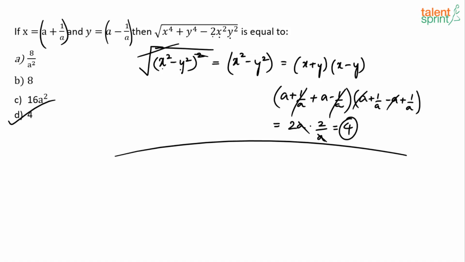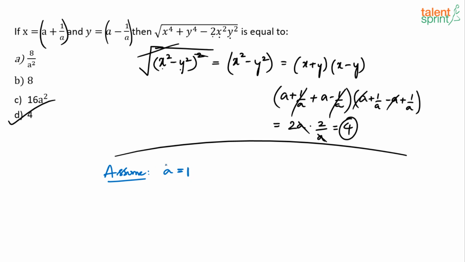So how does it really apply here? How do you use substitution? Let me just change the color to show you the substitution. What happens? He says x equals a plus 1 by a, y equals a minus 1 by a. Then what is this? This is the question. Simple. Let me assume, nobody has told this to me, I'm just assuming that a is equal to 1.